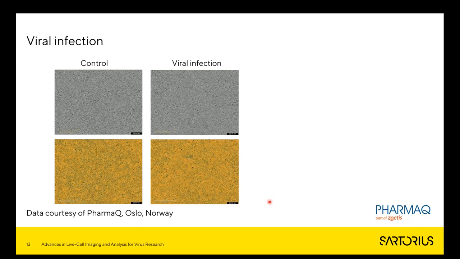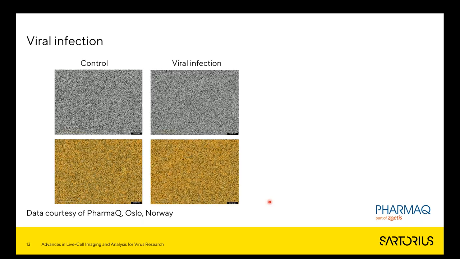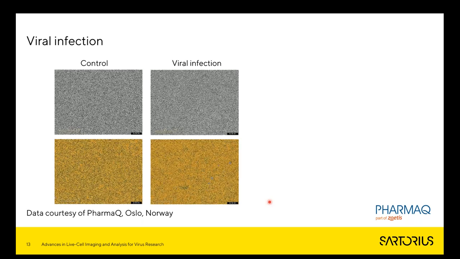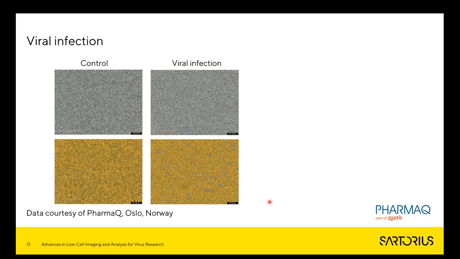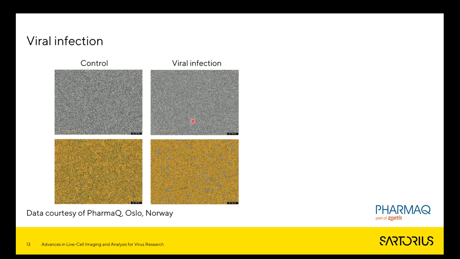In another assay, researchers at PharmaQ used fish cells, grown into a confluent monolayer before infecting them with a virus. This really shows the relevance of automated image acquisition and automated image analysis, because if you look at the two videos on the top, it's very difficult by eye to see a difference between these two conditions. However, if you look at the masking on the bottom, you do see a difference of viral infection on cell density.